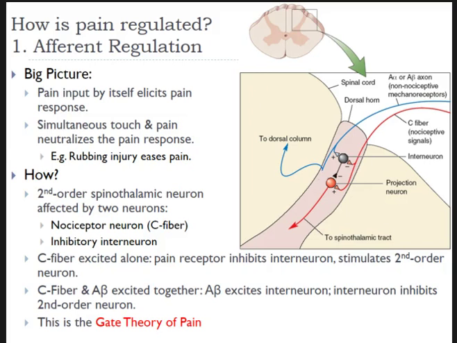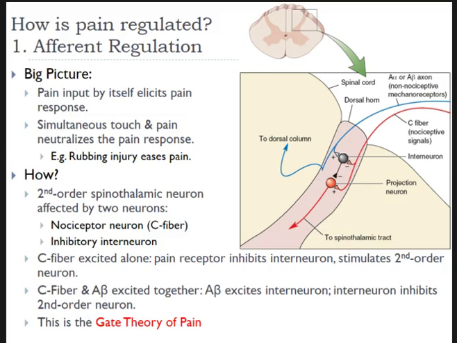The new thing in this figure is that they're also showing an A alpha or A beta axon. This would be a touch receptor, an axon coming from a touch receptor somewhere that would be coming from the same location where this pain information was coming from.